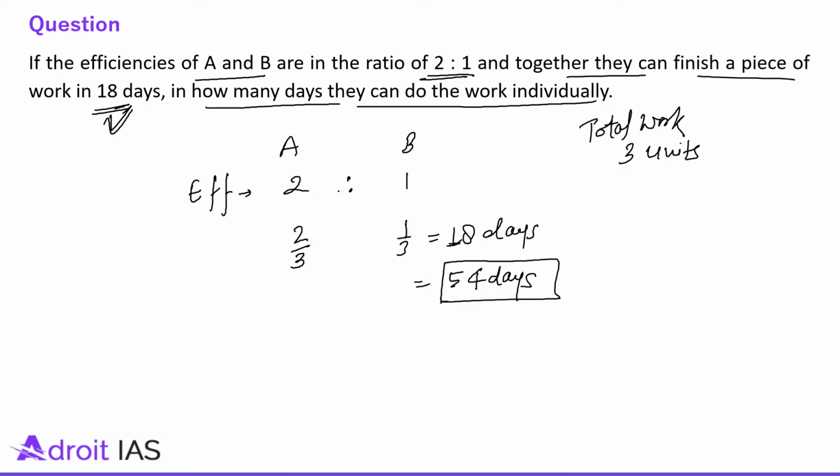And since A is twice as efficient as B, obviously he will be taking half of the time with respect to B. So half means half of 54. So half of 54 is what? 27 days, right? So this is actually a very similar question to the previous one.